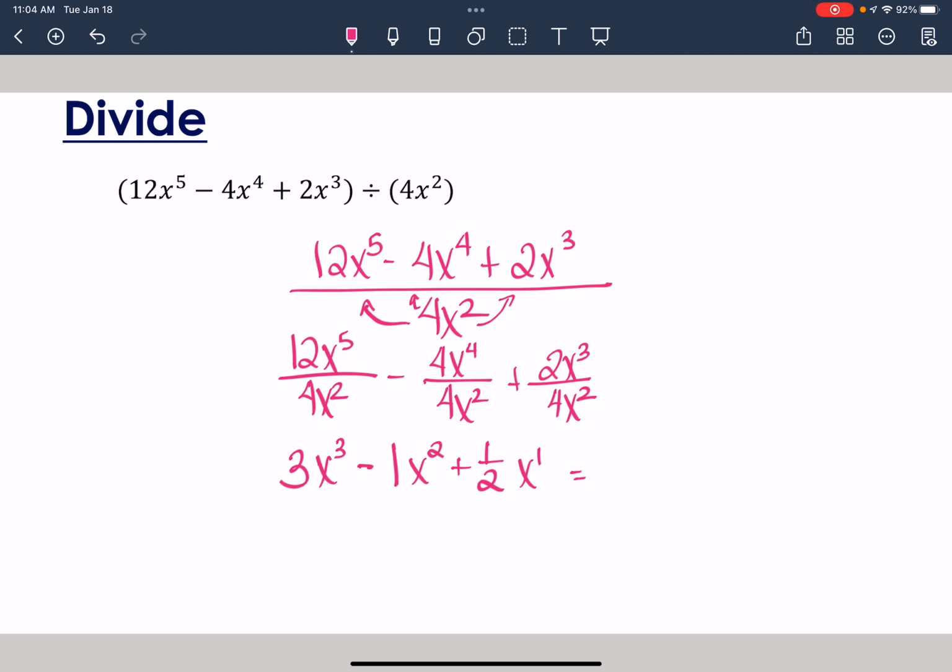So if I write this, remember, I don't need to write out exponents of 1 or coefficients of 1, so this is 3x cubed minus x squared plus 1/2 x. And that is my answer.